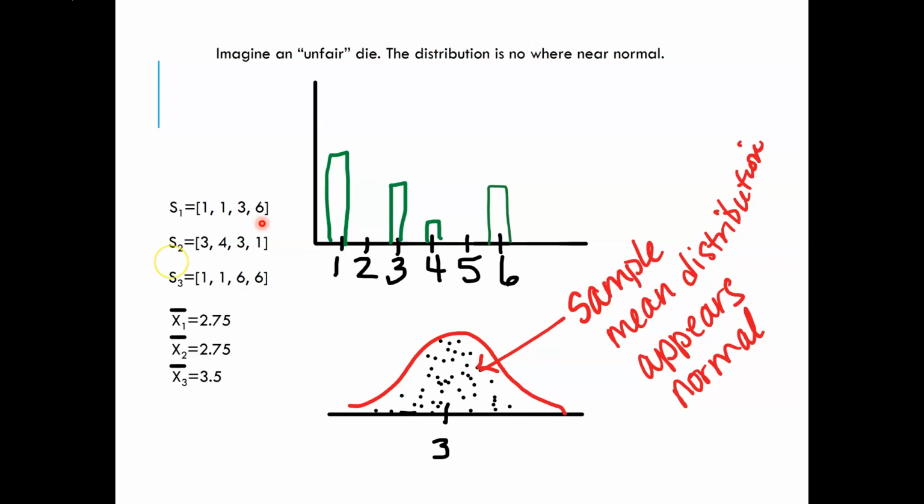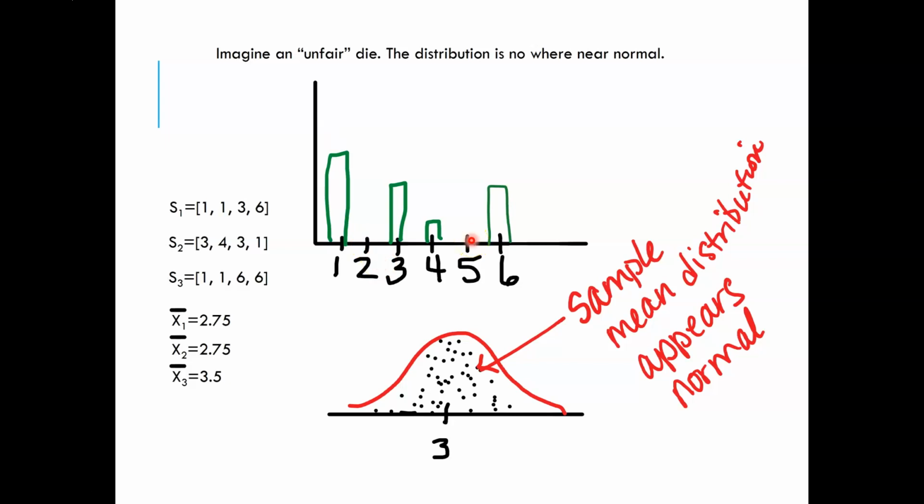And so then you do a second sample where you roll it 4 more times, and again you get 2 3s. And you do a third sample where you roll it 4 times, and you get 2 1s and 2 6s. If we went through and made a histogram of that information, it is nowhere near normal. I've got a whole lot more 1s than I do anything else. I didn't get any 2s. I didn't get any 5s.